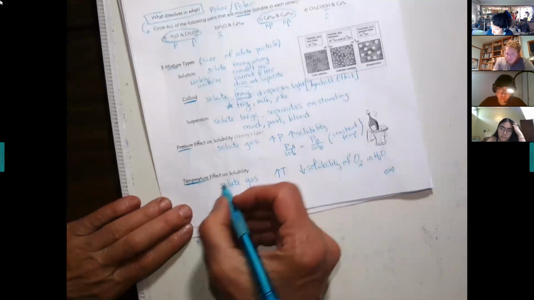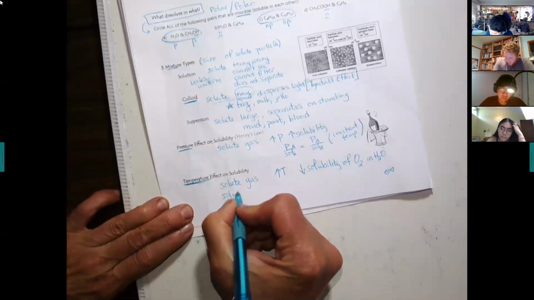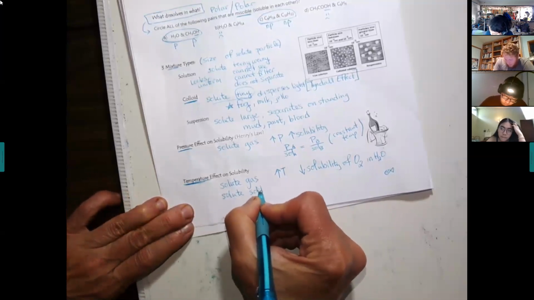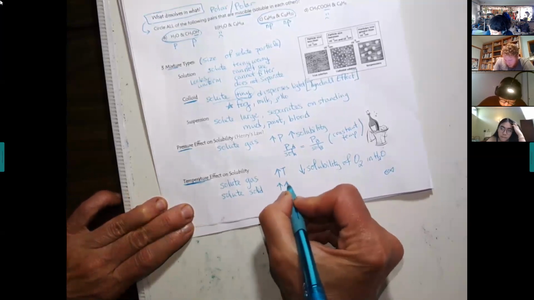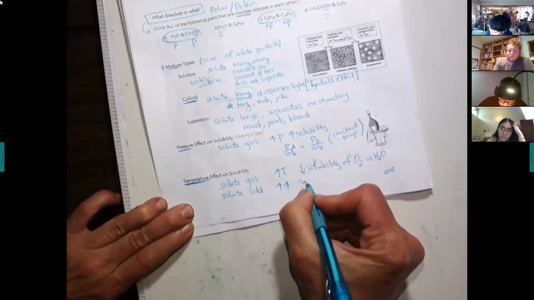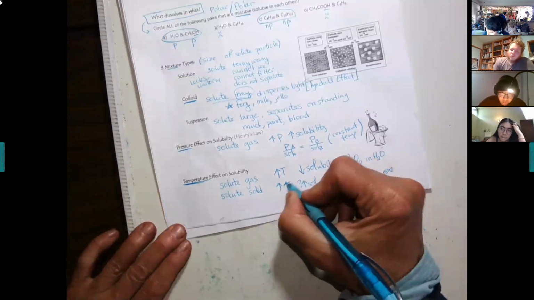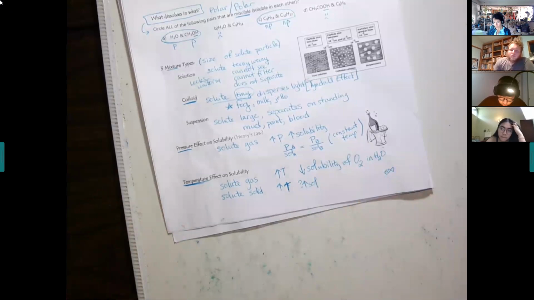Now this is one other thing: if the solute is a solid, as you increase temperature, I'm going to put a question mark, but usually you do increase the solubility. Think about what I was saying before with sugar in water. A lot of people put a lot of sugar in their tea or coffee, and if it's hot, you can add a lot more, a lot more dissolves. That was what I was saying.